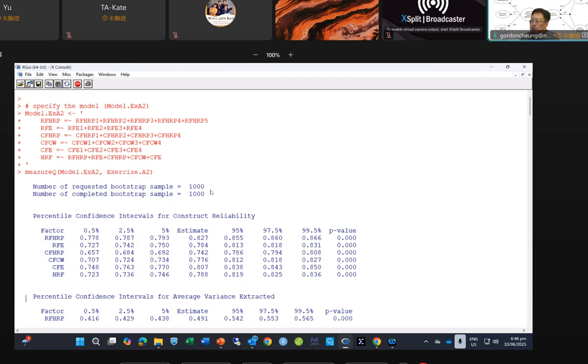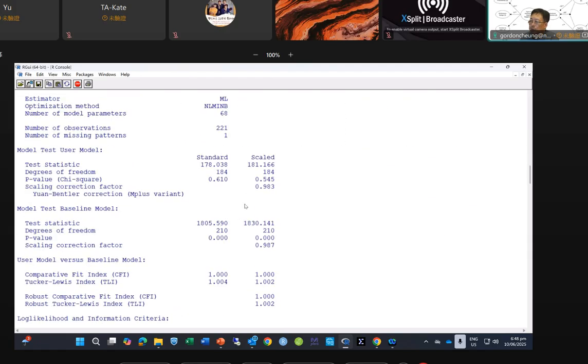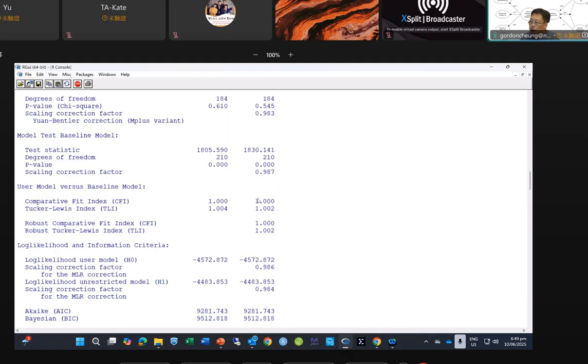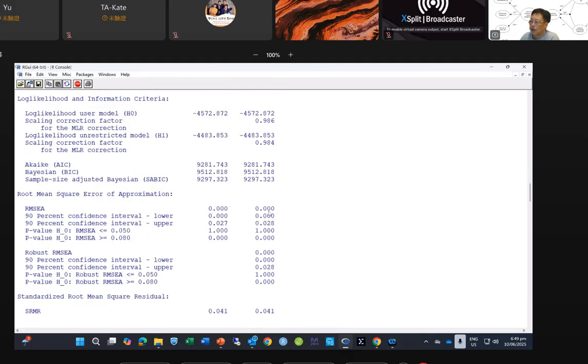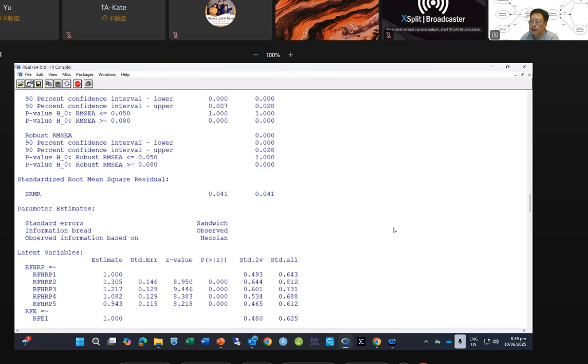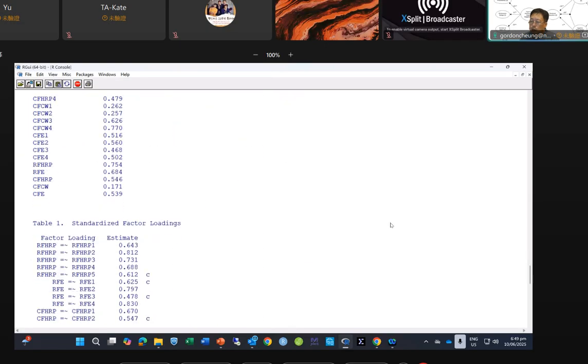number of requested bootstrap samples equals 1,000. Number of completed bootstrap samples equals 1,000, which is good. First, we will look at the fit indices. Chi-square with 184 degrees of freedom equals 181, which is good. CFI equals 1. RMSEA is 0, SRMR 0.041. So the fit indices indicate that our model fits the data well. This is the first thing you need to report. Then we will go to table 2.